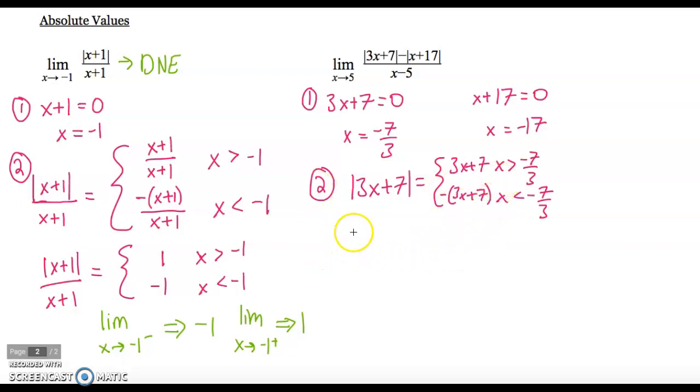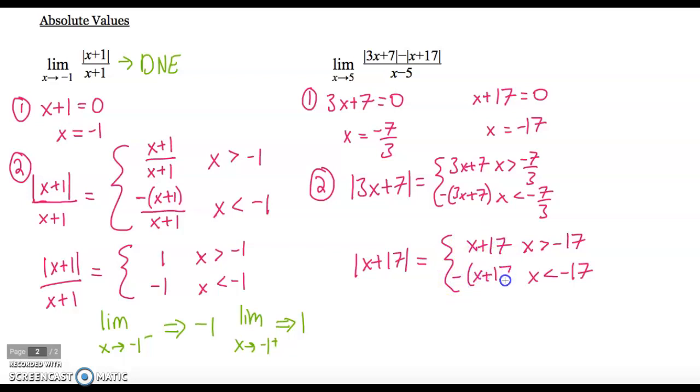And then for my x plus 17, when I break that up, I'll end up with values greater than -17 and values less than -17. For values greater than -17, I won't need absolute value symbols, so I can just leave that alone. And then this one would change the sign.